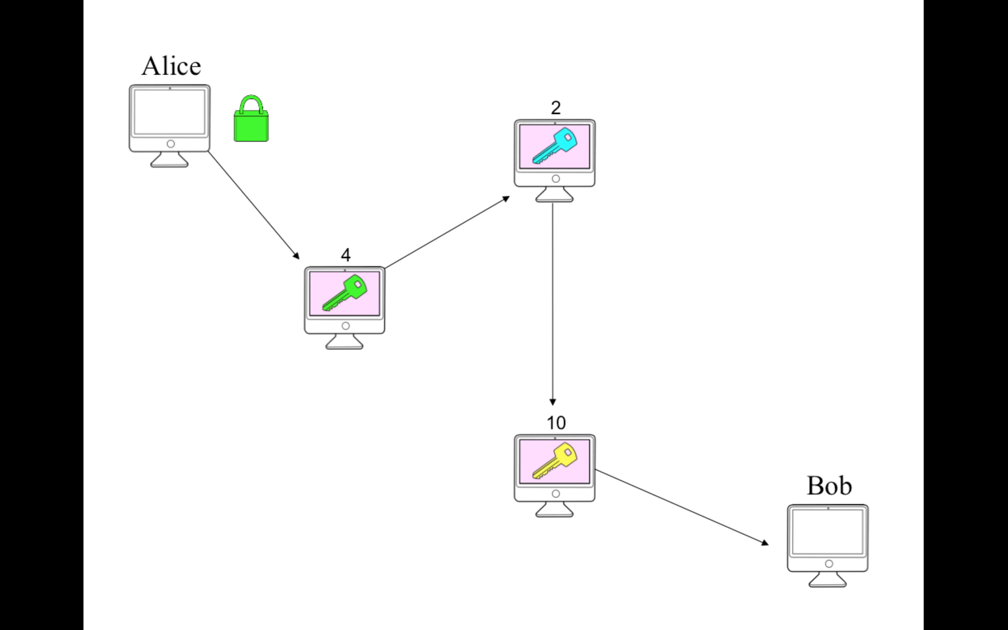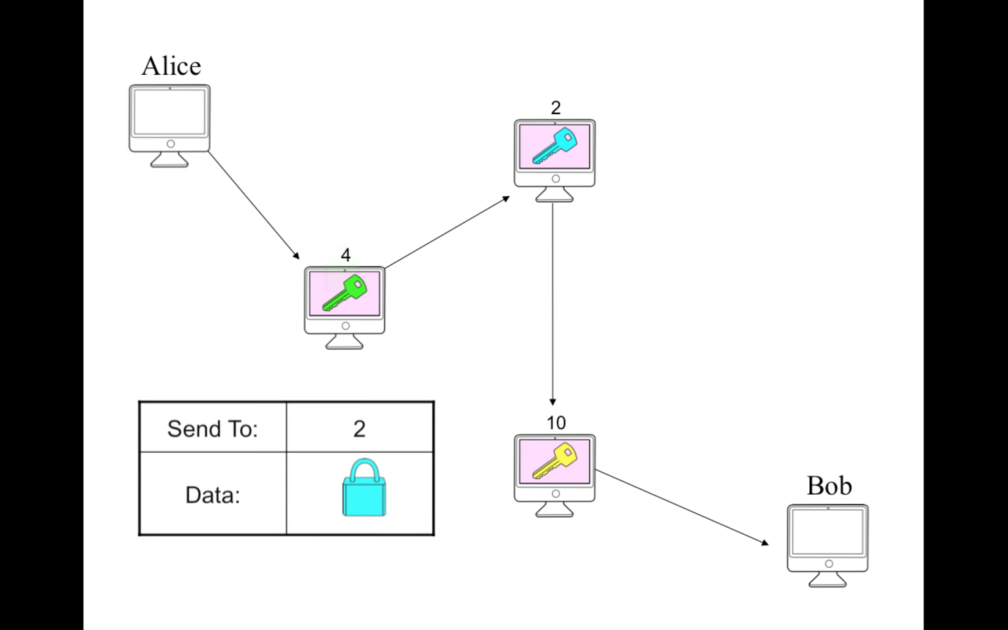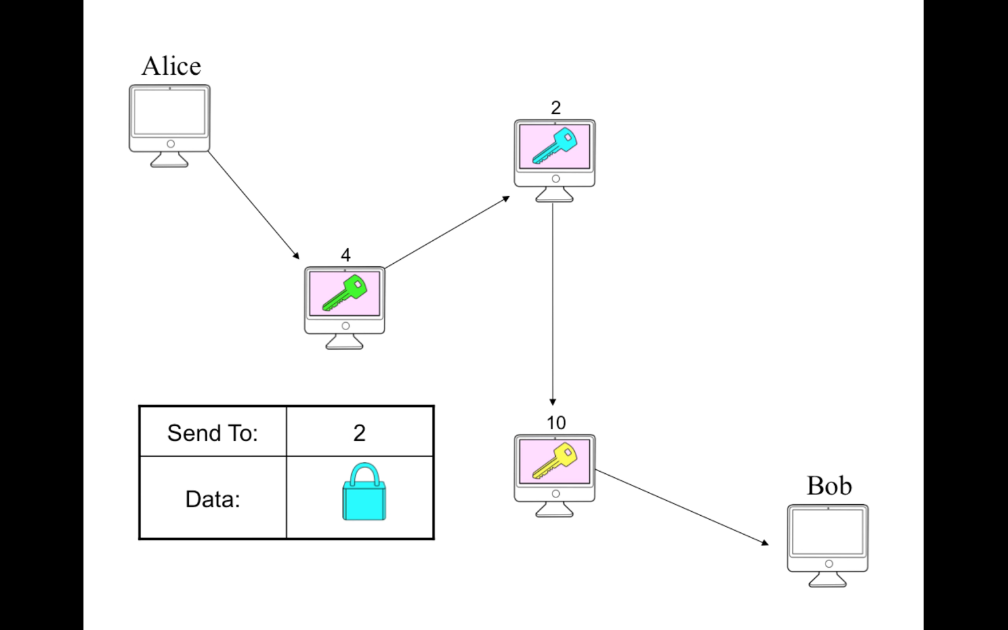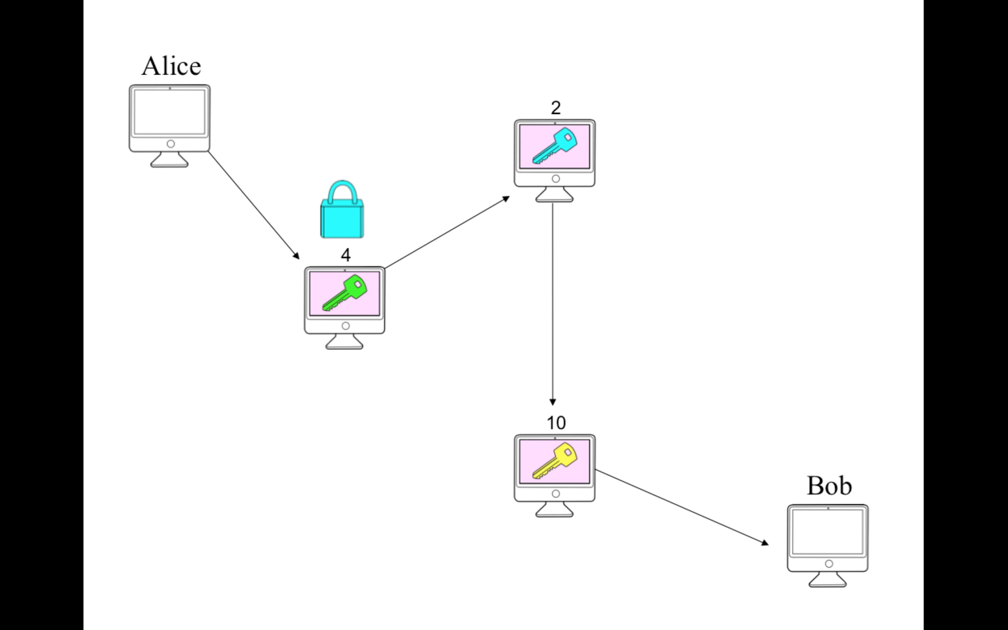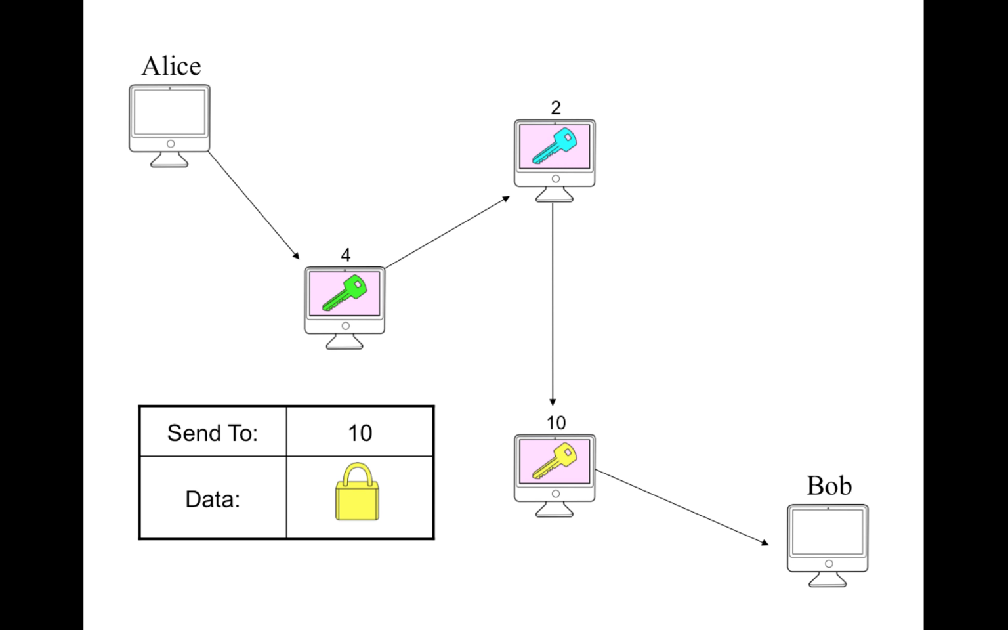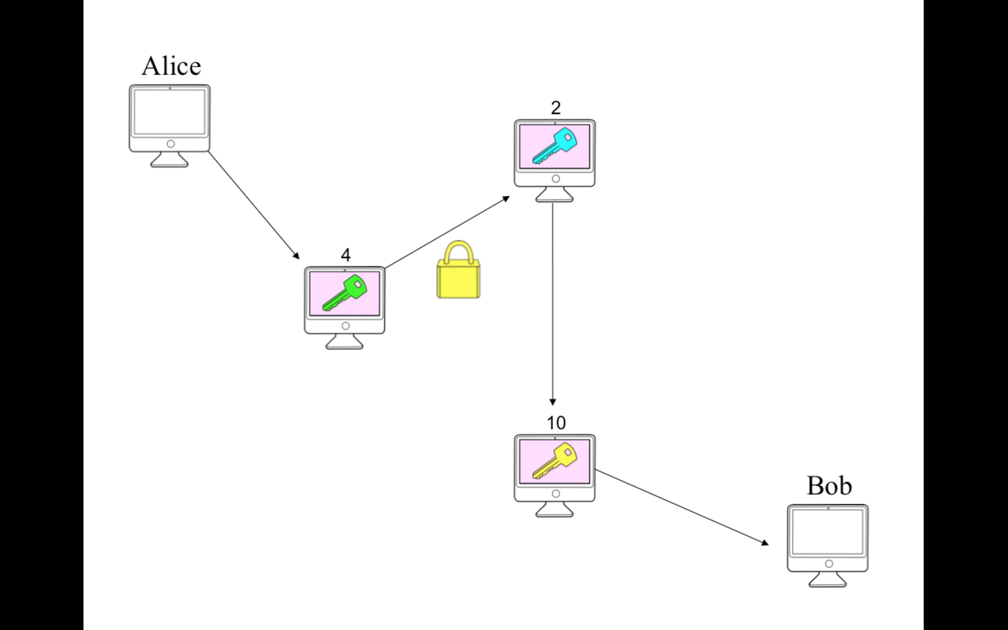Alice first sends the packet to node 4. Node 4 decrypts this packet and finds that it has to send it to node 2. Node 2 takes the packet and decrypts it and finds that it has to send the data to node 10.